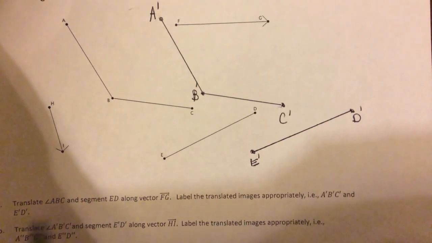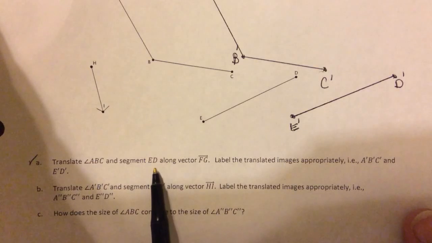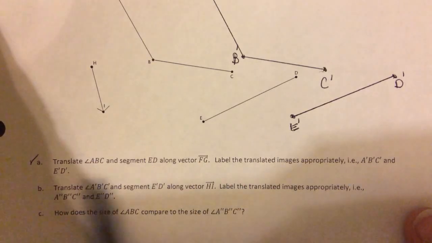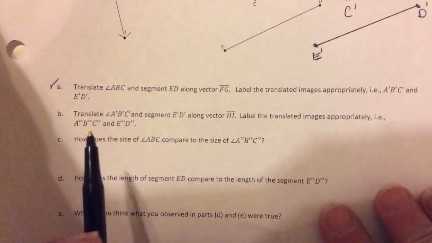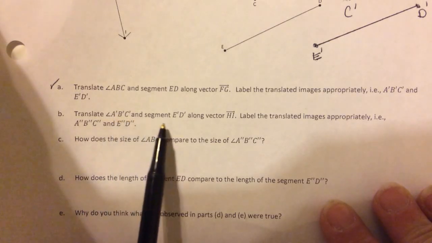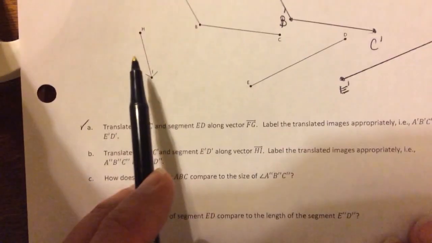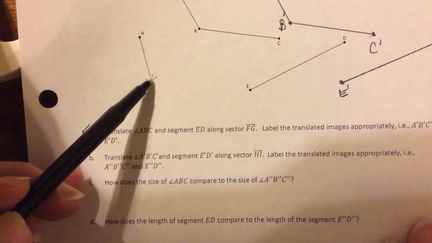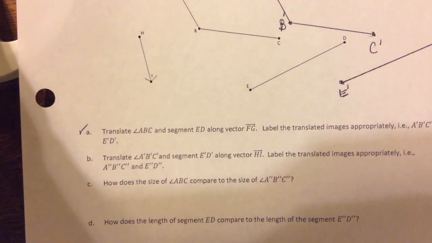Now, so I've done everything in A. I've translated the angle and the segment along the vector. I've labeled it, and I'm good to go. So we've done that. You did that in the early lessons of this module. Now I'm going to translate this angle, angle A prime, B prime, C prime, and my segment, E prime, D prime, along vector HI, which is up here, which is not quite as long as vector FG, so it's going to go down and to the right. Okay, so let's see what that looks like.